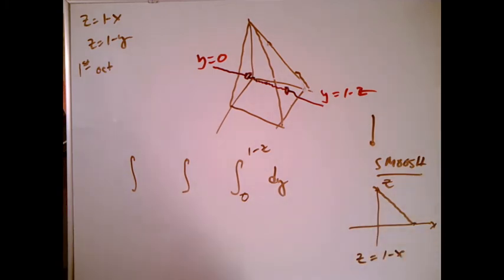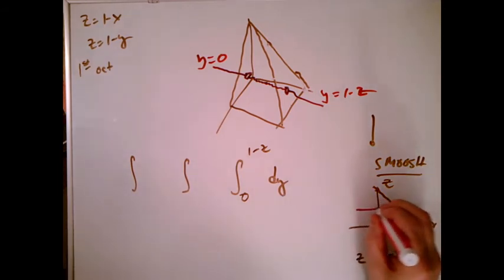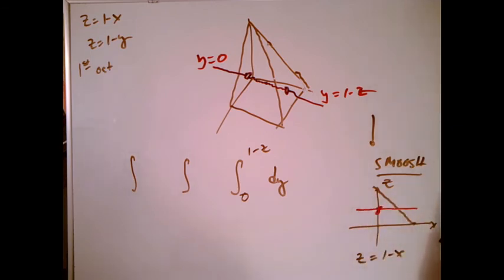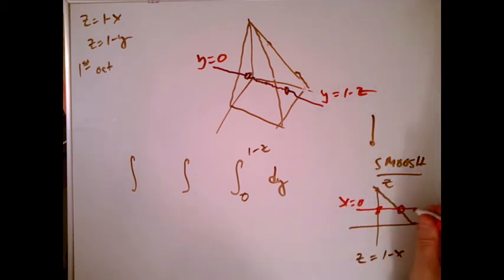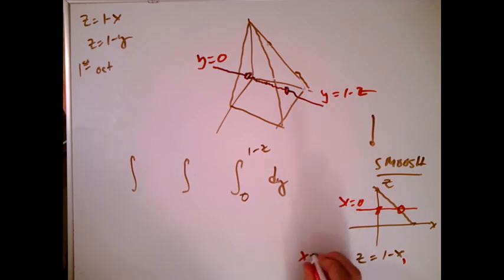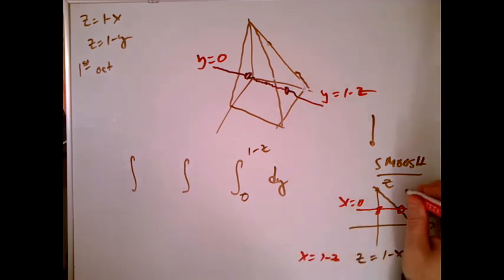Now what I want to do is start drawing lines, either parallel to the z-axis or parallel to the x-axis. I really don't care. Let's just do x-axis and feel a little weird about it. I need to know what the x-coordinate is as that line enters the region, and what that x-coordinate is as that line leaves the region. This is x equals 0 over here. This is the x-coordinate as it leaves the line. If z equals 1 minus x, then x is equal to 1 minus z.